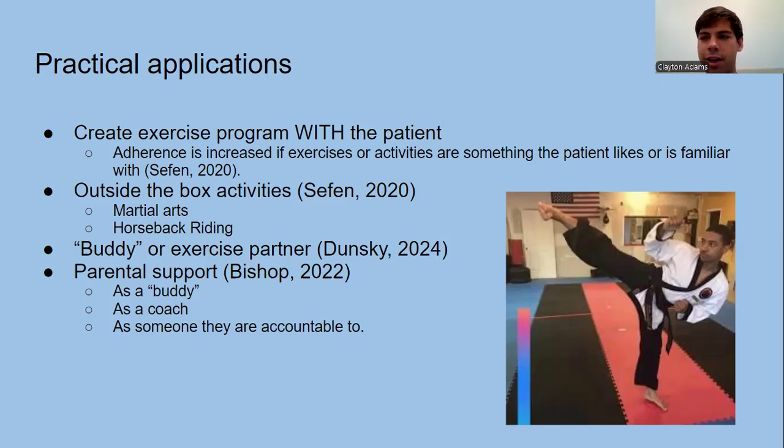With that being said, think outside of the box with the activities. Martial arts and horseback riding have both been found in separate studies to be something that people with autism really like to do for some reason. There's a correlation of interest compared to the normal population. There's higher interest, and those are good activities for them to do to gain their health.